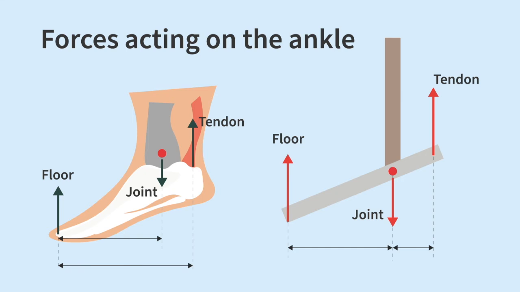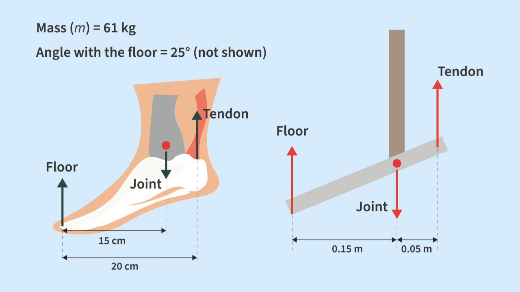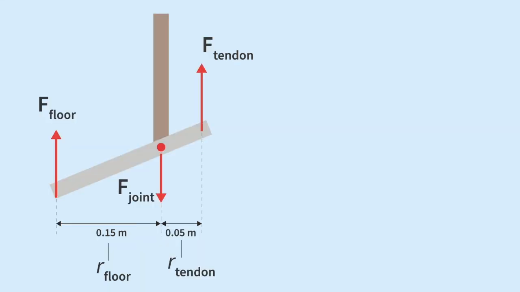Now, let us put some numbers here to give you some idea about the magnitude of the forces. Let us assume the person's mass is 61 kg and the sole of the foot makes an angle of 25 degrees with the floor. We can ask how much tension is in the tendon. Does it exceed the person's weight? What is the magnitude of the force in the ankle joint? First of all, let us simplify the view of the forces applied on the foot. Forces are here applied at different points and the foot is pivoted around the ankle.